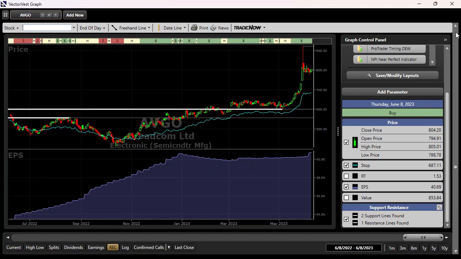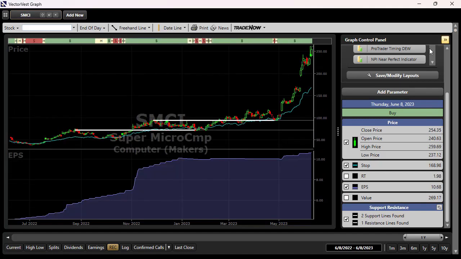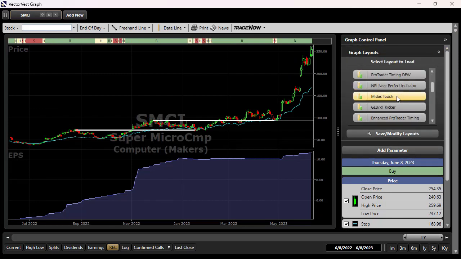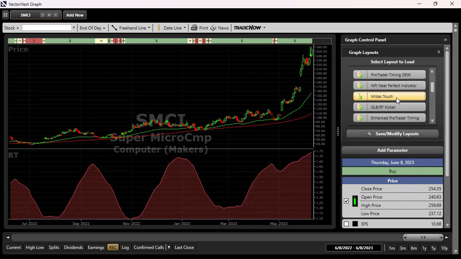So that's VectorVest Simple. Let's scroll back up to the top and reset our deck with our next graph layout, the Midas Touch. Some of these top VST stocks that we just looked at were Midas Touch stocks and some were not. So let's start with what is a Midas Touch stock and why is it one of my top 3. The Midas Touch approach focuses on price and RT, no fundamentals. So we're simply looking at price action and RT action. However, we're still sorted by VST, so fundamentals are still in the mix. So we still have the benefits of that system working in the background.